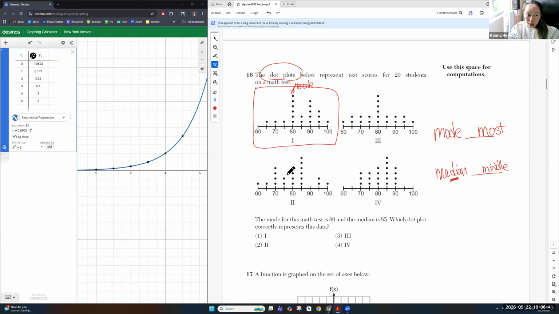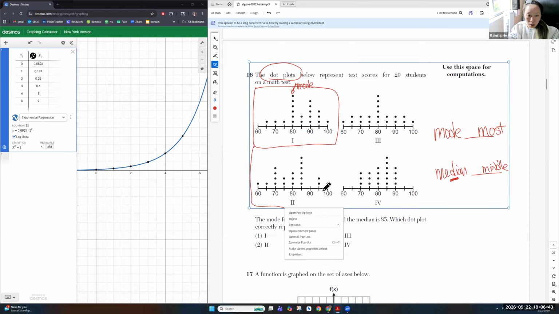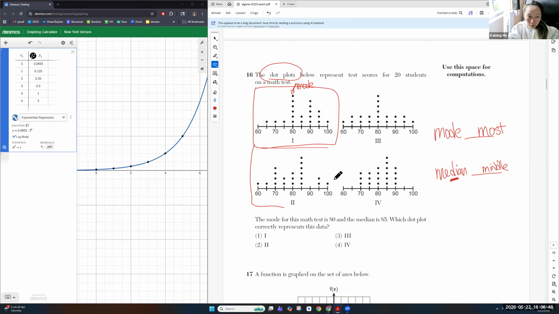All right, and picture number 2. What's the mode in here? What's the number that contains the most dots? 85. Okay, perfect. That's the mode of 85. All right, and the third picture, what is the mode?